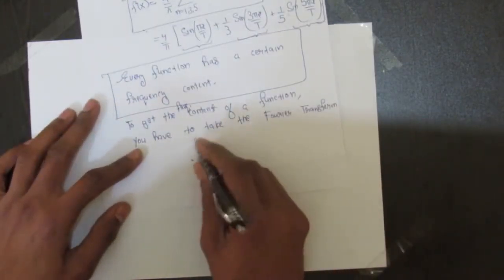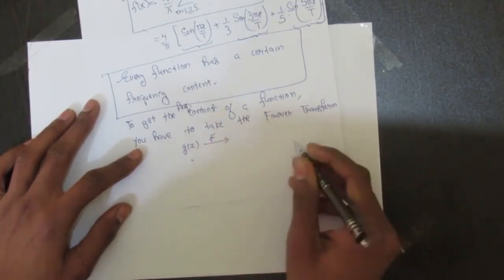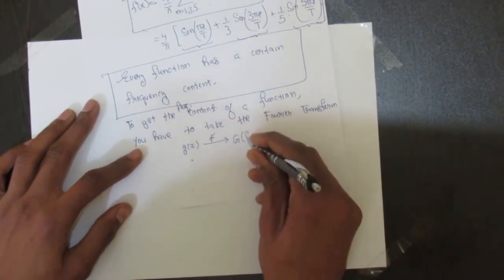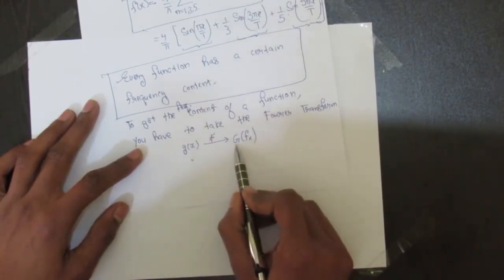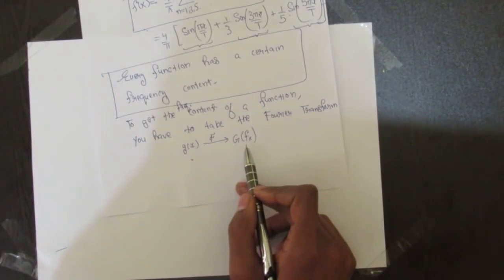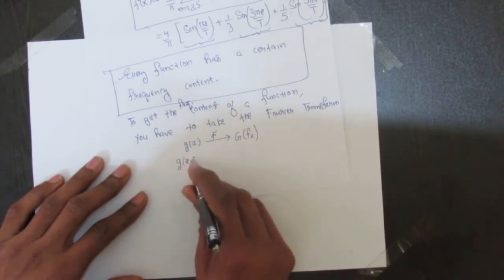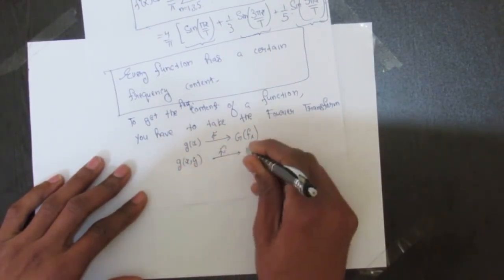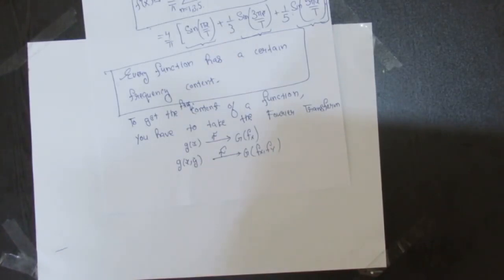Okay, so for example, if you have the function g(x), and if you take the Fourier transform, this will give you the function capital G of fx. If this is a one-dimensional function, the function capital G will give you the frequency spectrum of the function. Okay, and this is one-dimensional, and if your original function g is two-dimensional, x and y, if you take the Fourier transform, this will simply give you fx and fy. So to get the frequency spectrum of a given function, you have to perform the Fourier transform.